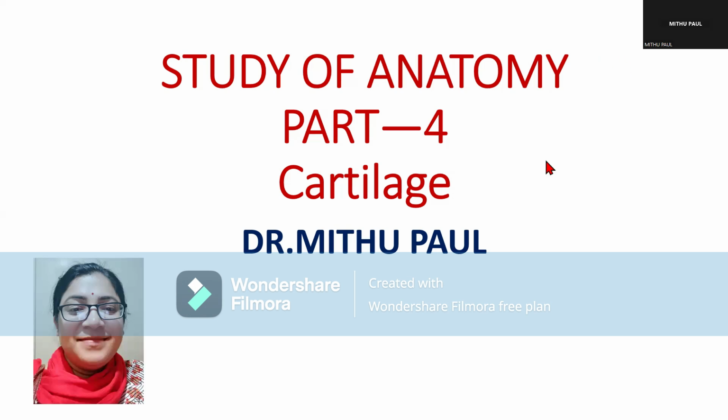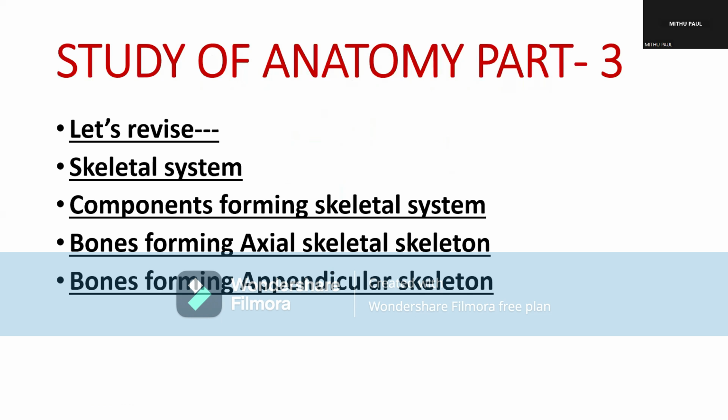Now, beforehand, let's revise some part of our previous class. We have in the previous class said about the skeletal system. What does it mean? The components forming the skeletal system, bones forming the axial skeleton and appendicular skeleton. This is about the dried bone and the total count of 206 within a human body, an adult human.